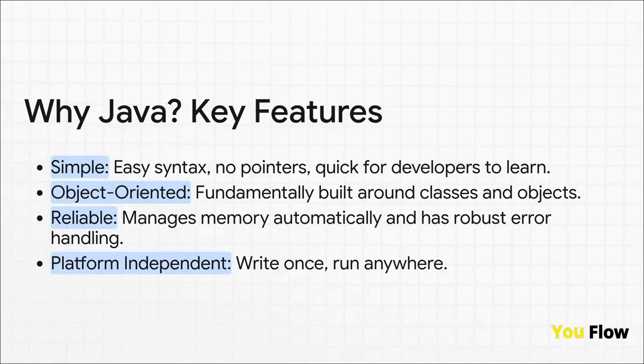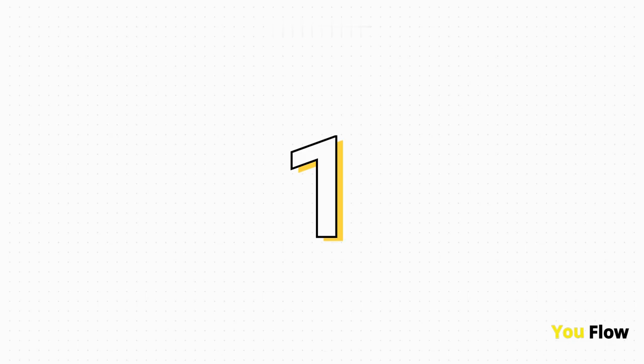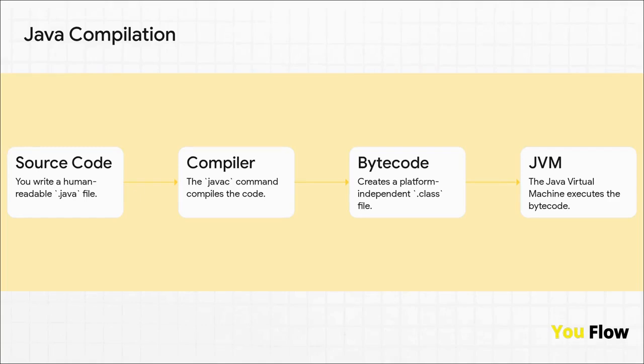But its real killer feature, the thing that made it take over the world, is that last point. It's platform independent. And what that means is you only have to write your code one time. That's it. This became Java's famous slogan, write once, run anywhere. It was a total game changer, and it's all possible because of this brilliant process you see here.